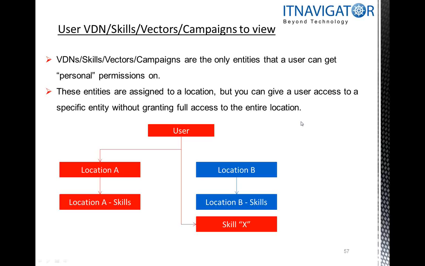Now remember that VDNs, skills to view, vectors to view, and campaigns to view are permissions that are also provisioned into external Avaya systems. Systems such as CMS and IQ and also WFO require this information. So the user's capability of viewing a specific skill also controls which reports he can run inside the CMS or IQ, or more correctly, on which skills he can run the reports. So these elements are a little bit different inside the Avaya world.